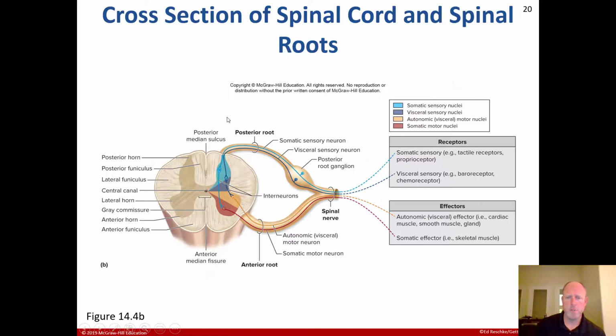And actually I wanted to mention too, to be clear, part of that somatic and visceral sensory input there, the posterior root, the somatic sensory being the tactile receptors and the proprioceptors, the visceral sensory being the baroreceptors and chemoreceptors, to that posterior root, to the posterior aspect of the spinal cord, of the vertebra. And the effectors, the autonomic effectors and the somatic effectors, of course, are communicating there with the anterior root.